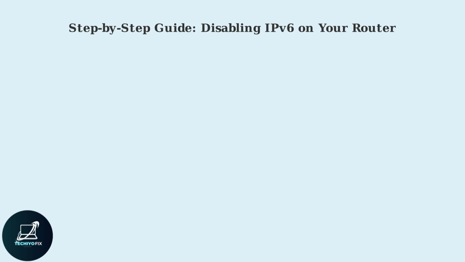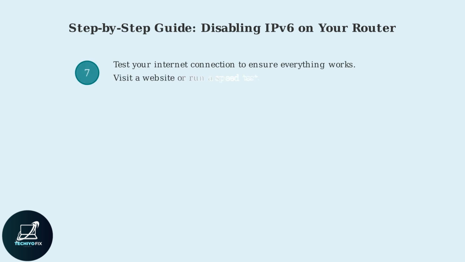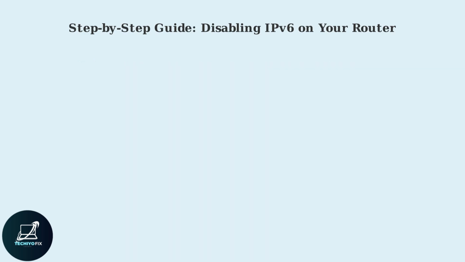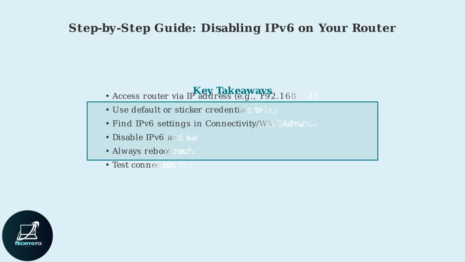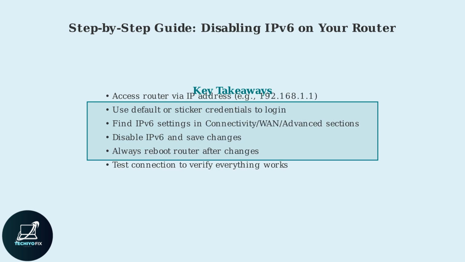You can reboot through the web interface or by powering off the router briefly. Finally, test your internet connection. Make sure websites load and your devices can connect normally. This confirms the changes worked without issues. Remember these key points. Access your router's web interface, log in with credentials, navigate to IPv6 settings, disable the feature, save changes, reboot the router, and test your connection.